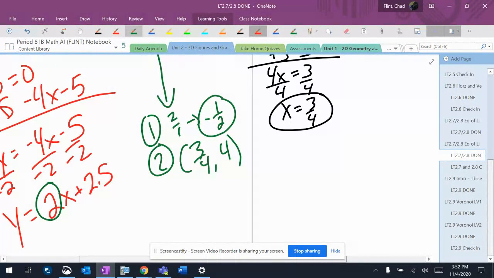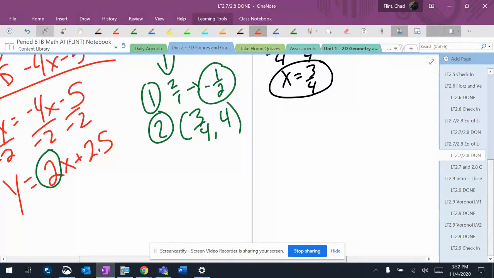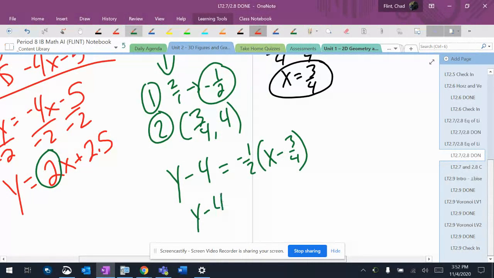All right, we got a bunch of ugly looking fractions here, but we'll go ahead and work our way through it. Y minus y1 is y minus 4. Gradient times x minus x1 is 3/4. Now this might get a little ugly here. So it's y minus 4 equals negative 1/2 x, and then do this with a calculator. It's going to be plus 3 over 8. And if you enter your fractions in, it should spit out a fraction like that for you.